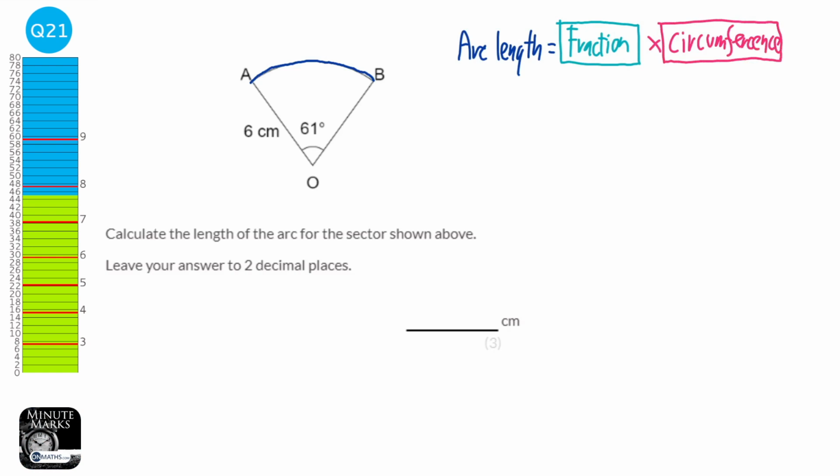Now, to find the fraction of the circle we've got, we work out the angle of the sector and we divide it by 360, because there are 360 degrees in a full circle. Times that by the circumference, and circumference is just going to be pi times the diameter. The angle is 61 degrees.